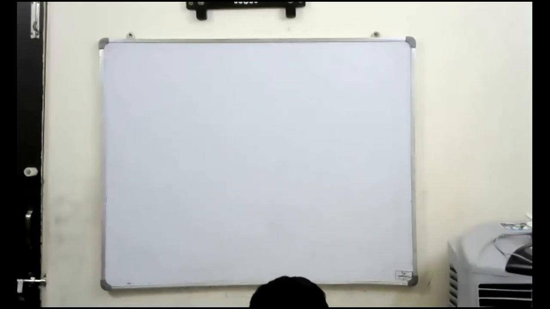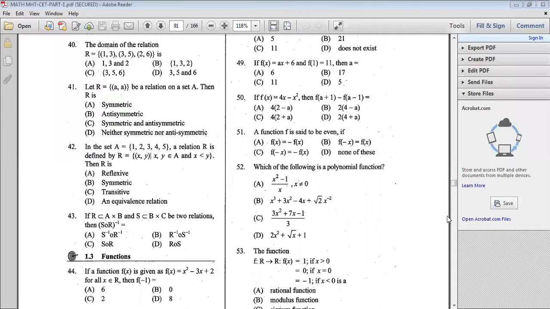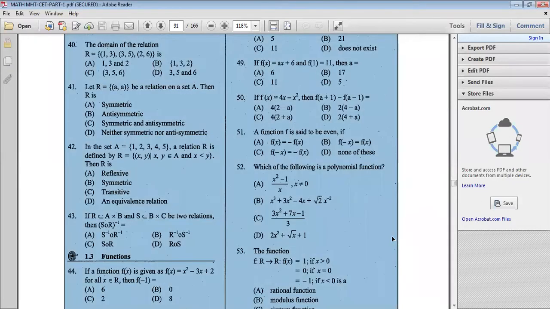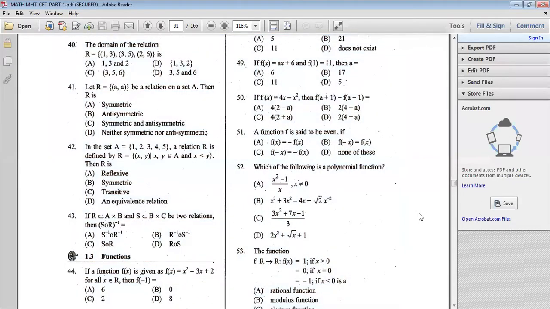Open the material. So in that, let's observe problem number 52. Just observe: which of the following is a polynomial function? So polynomial, from our 9th class onwards we are already aware of the polynomial. What is meant by the polynomial?